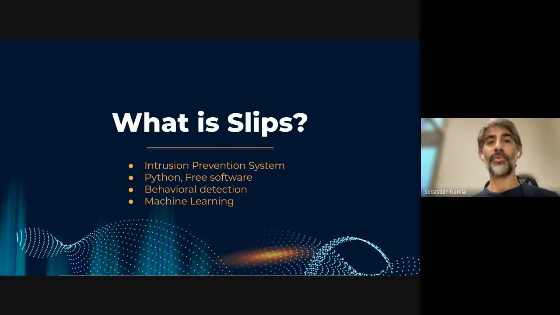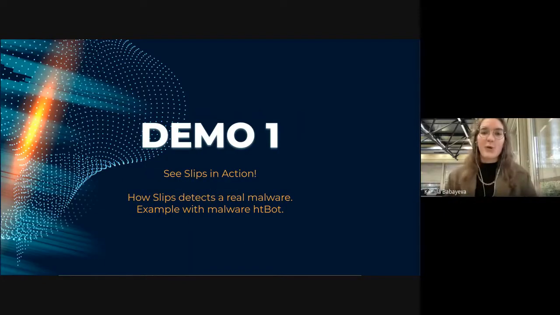So what is SLIPS? Well, SLIPS is an intrusion prevention system, also an intrusion detection system. It's based on Python, it's free software, and it's a behavioral detection, which means it's not using signatures or fingerprints, but it's using the behavior of computers in the network in order to detect them. And part of the detection is based on machine learning, which means it can be very nice, fast and accurate when detecting new things in the traffic of your network and computer. In order to show you how SLIPS works, we will show you SLIPS in action.